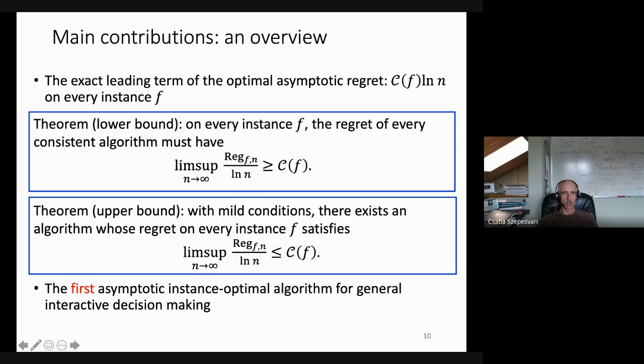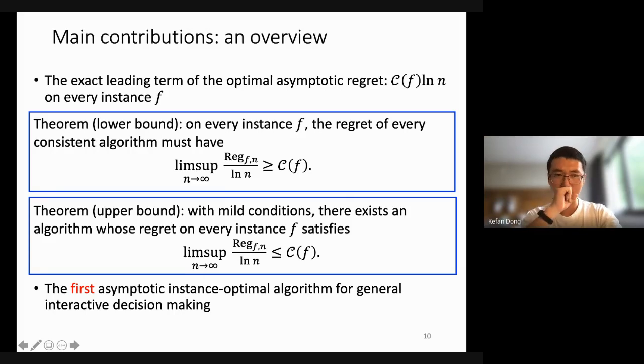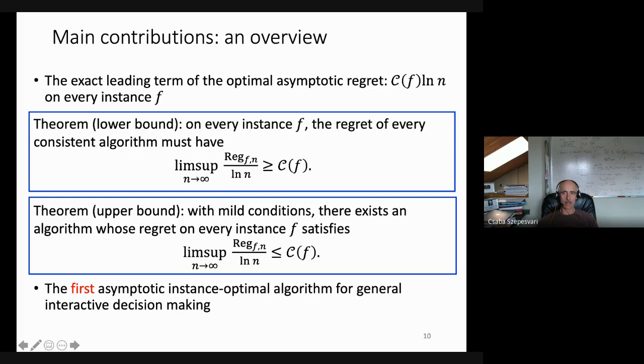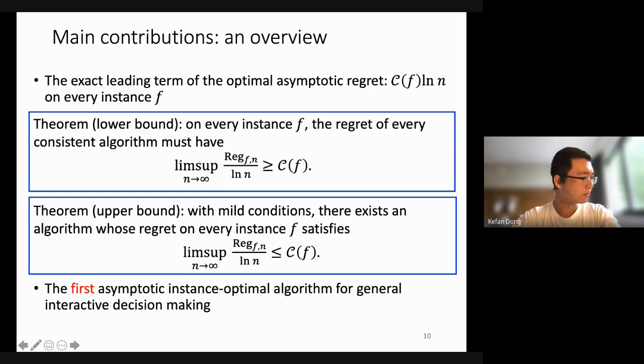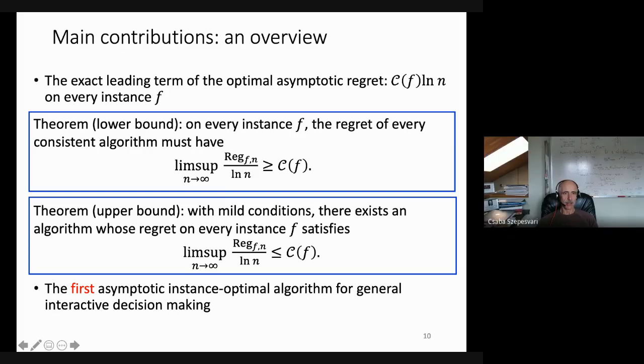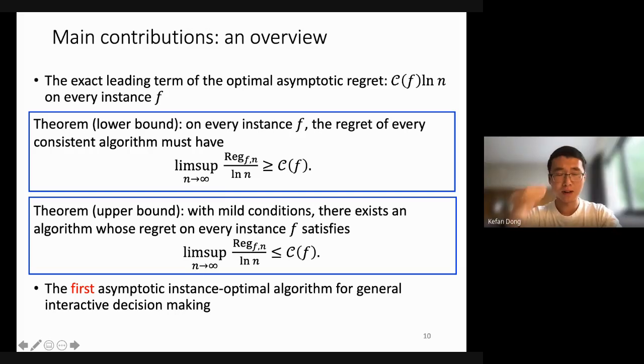That would be stronger. Yes, that would be stronger, but I think our current technique only proves limb soup. Okay, interesting. I'll be curious to hear why. Okay, yeah, we can talk about it later. Maybe we can talk about that offline. Yeah.